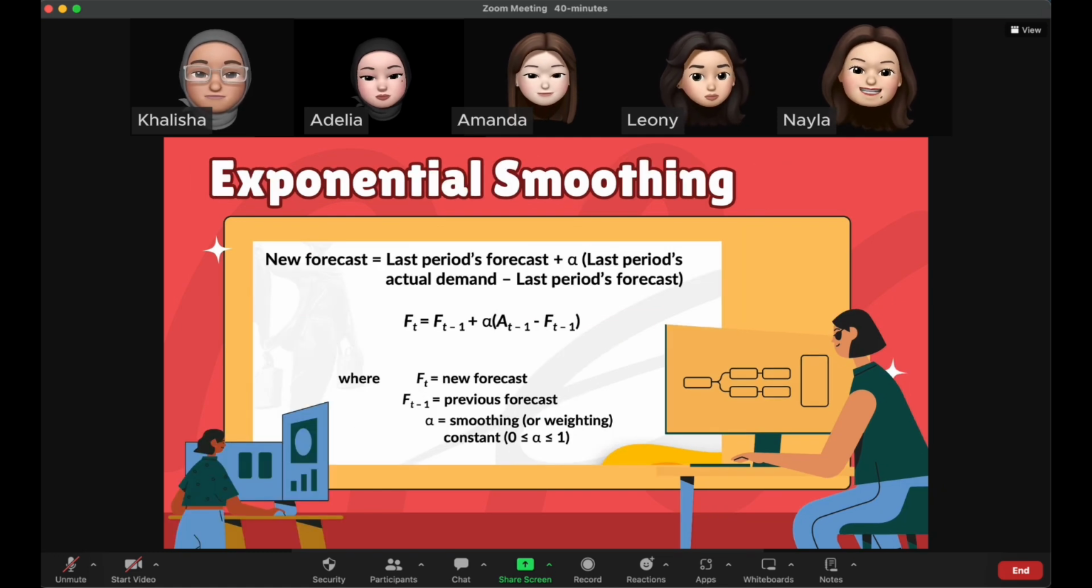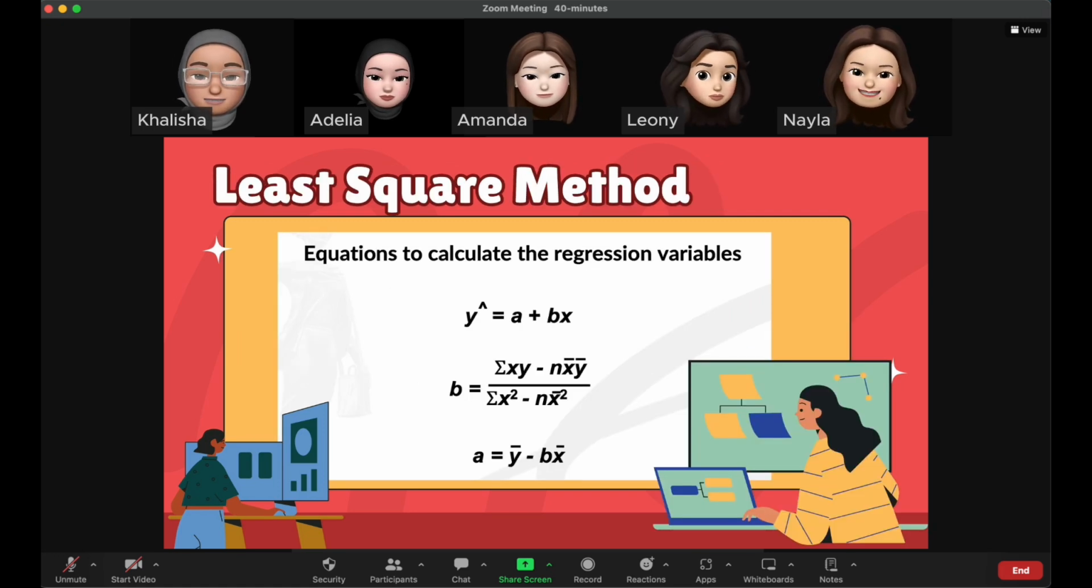Next, exponential smoothing, a method for forecasting data points by assigning exponentially decreasing weights to past observations. It involves updating a forecast by blending the latest observed value with the previous forecast. Mathematically, the new forecast is computed as the weighted average of the most recent observation and the previous forecast, where the weight assigned to the latest observation is controlled by the smoothing factor. And lastly, the least squares method. Commonly used in linear regression, analysts find the best fitting line through a set of data points by minimizing the sum of the squared differences between the observed and predicted values.